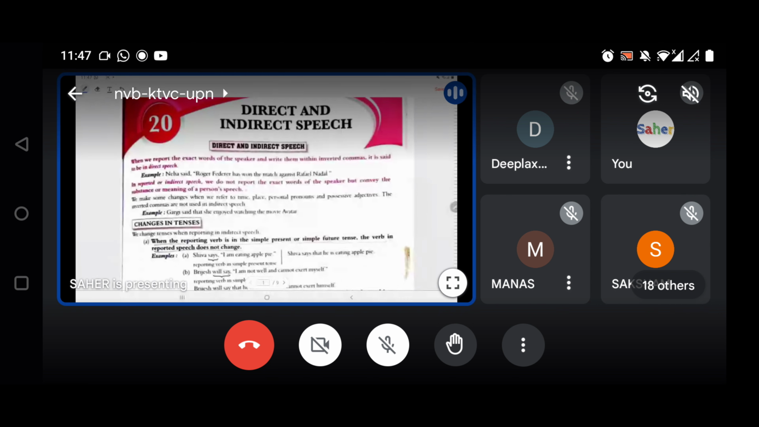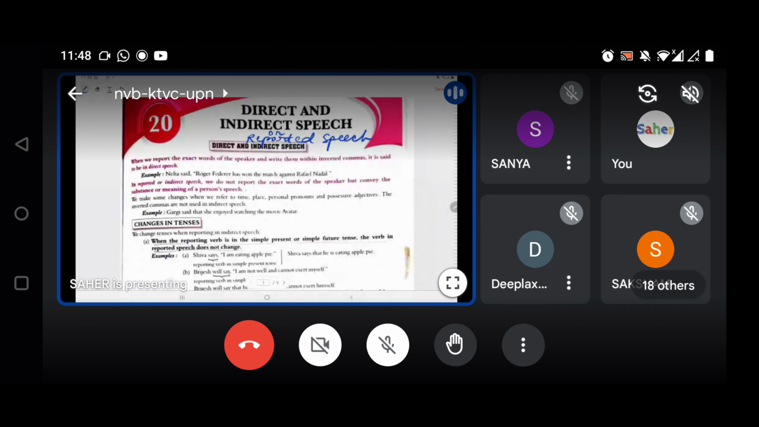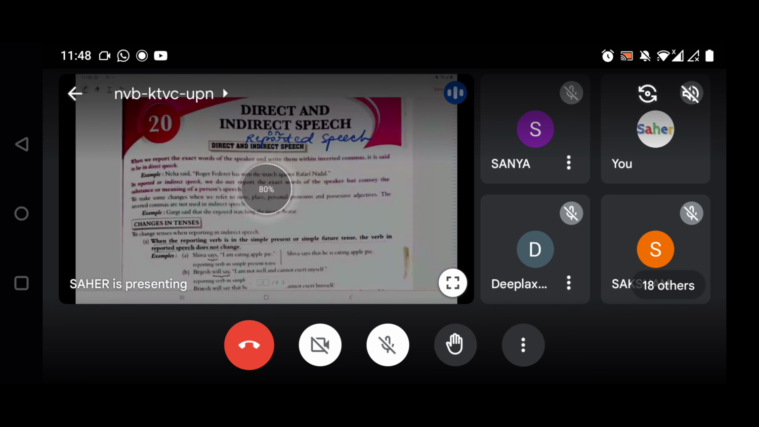Yes, that speech is called indirect speech, or reported speech. Got it? Yes, ma'am. Okay, so in this chapter we are going to learn the rules, the syntaxes, of converting direct into indirect speech.